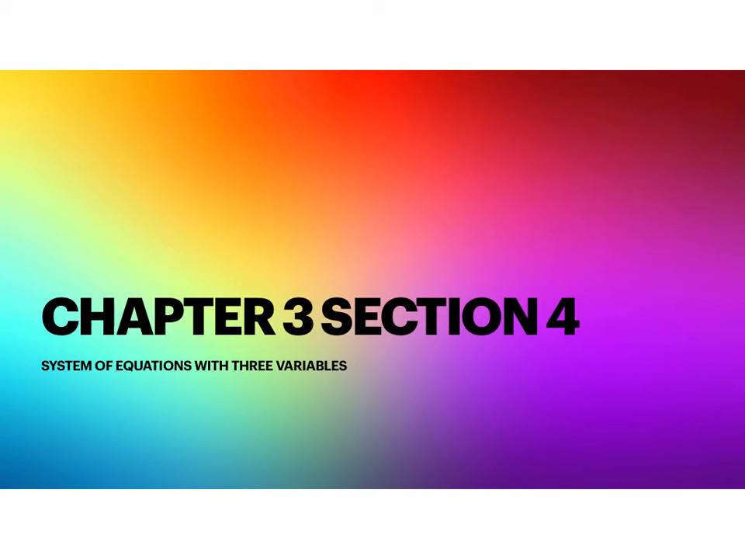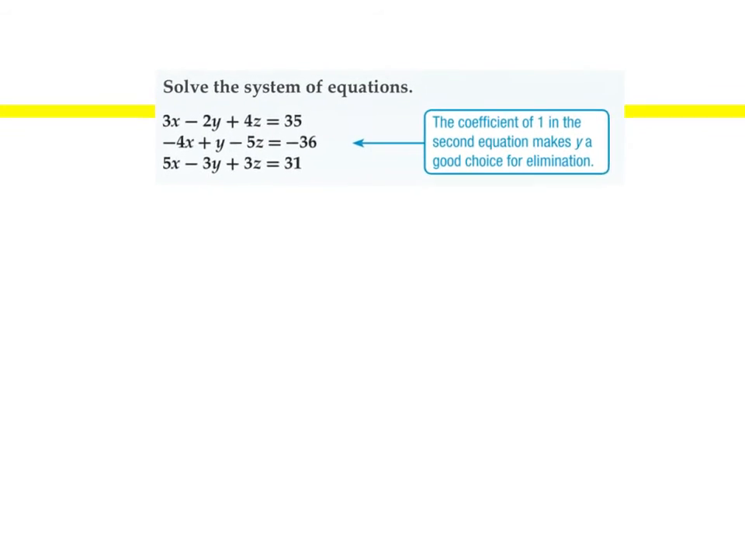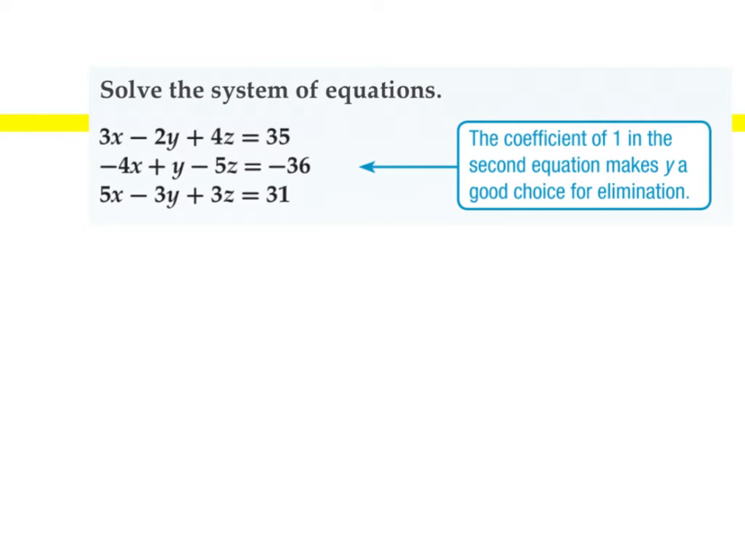All right, so 3.4, we're going to be solving systems of equations with 3 variables now. So on the quiz, we had 2 variables and 2 equations. Now we're going to have 3 variables and 3 equations. So it's just a little step up. So this brings us to our first example. Solve the system of equations.